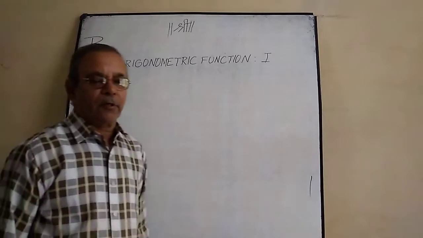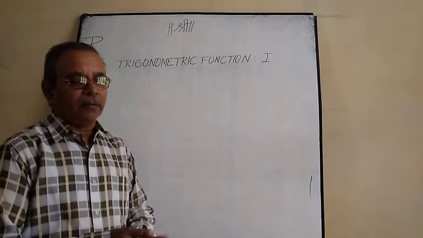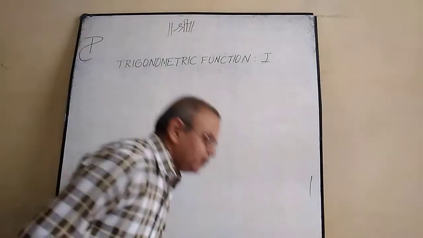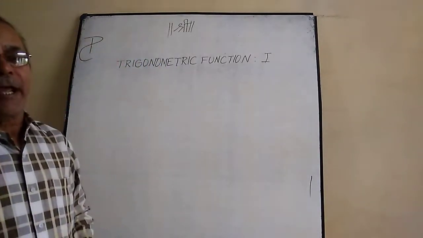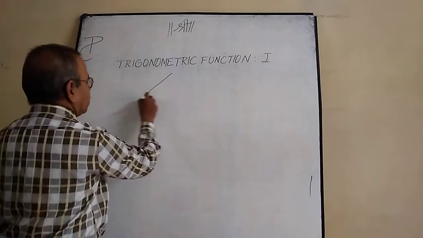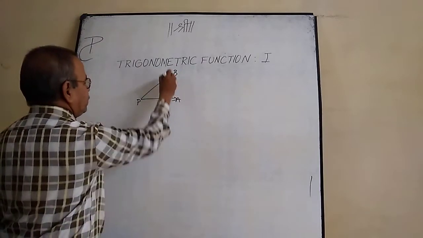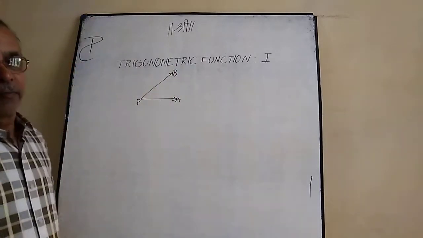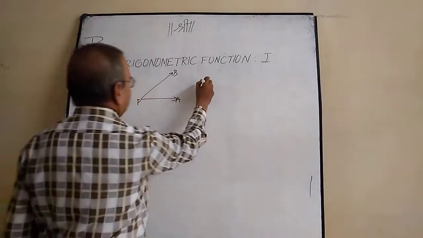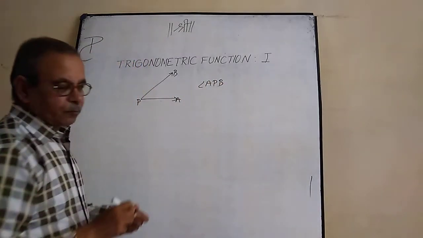Today we discuss the trigonometric functions, part 1. In trigonometry part 1, we already discussed angles and measurements. What is an angle? We also observed that this is your angle APB. It's a combination of two rays, and we represent this angle as APB or in different forms.